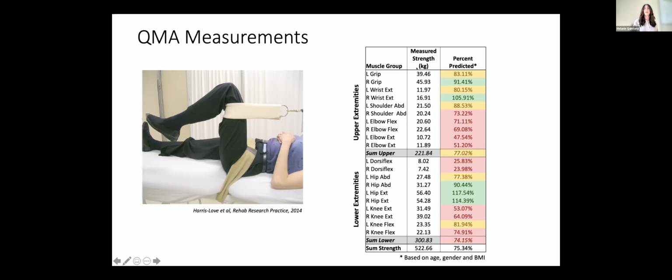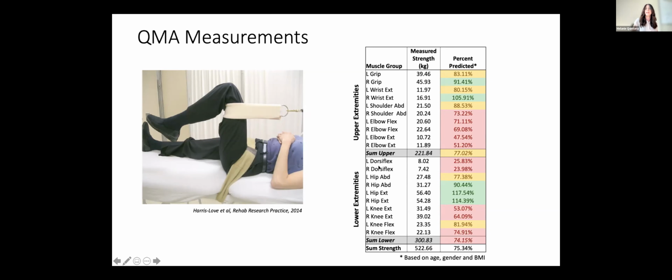And also to show you that we take those kilograms for each muscle group and convert it to what's called a percent predicted, percent of normal strength: what would be the strength measured in a healthy individual of the same age, gender, and BMI. So you can see here for left and right grip, the kilograms tend to be around 40, 45 kilograms of strength used when using that muscle. And that tends to be around normal for someone of the same age, gender, and BMI, around 80 to 90%.